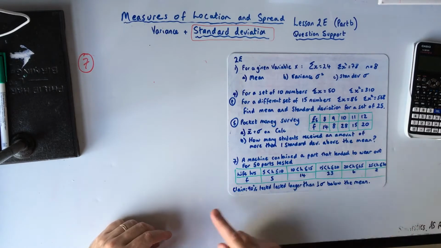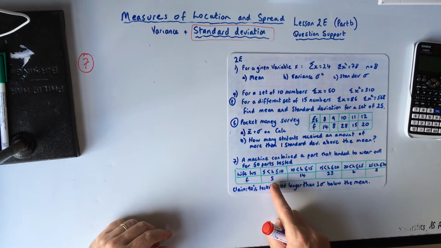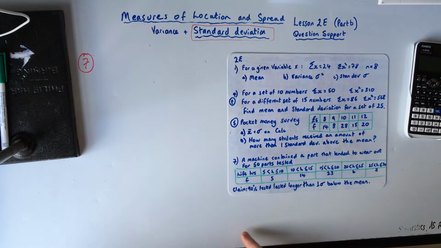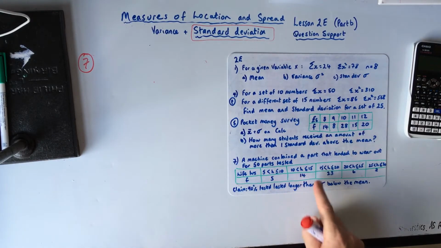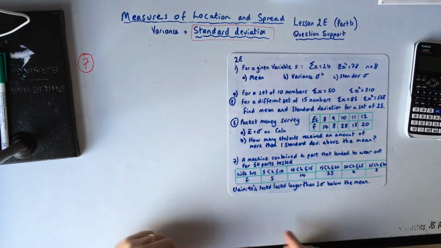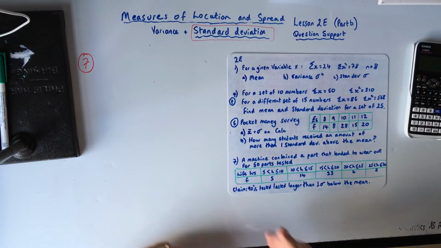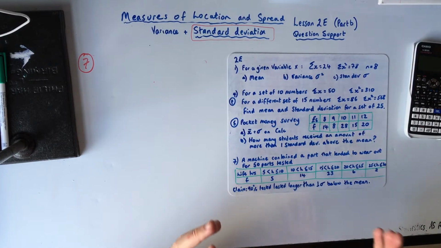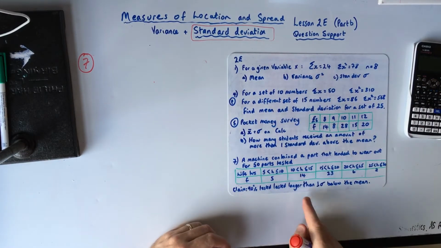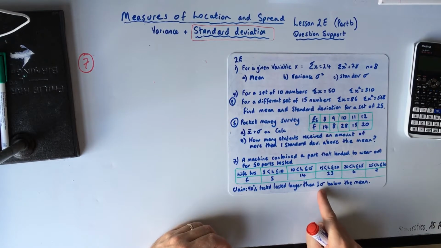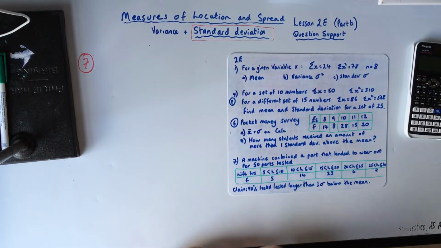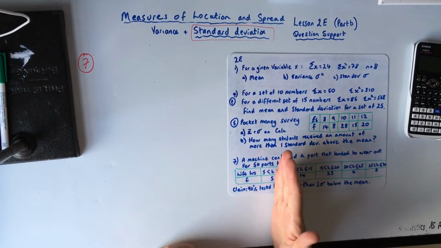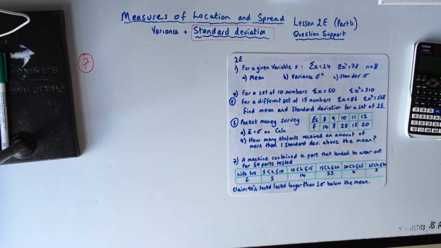So out of those 50 machines, 5 of them, that part only lasted between 5 and 10 hours. 14 of the machines, it lasted between 10 and 15. Anyway, that's what happened. And the people that make the machines or make the parts claim that 90% of the parts tested lasted longer than 1 standard deviation below the mean. Okay, so we've got to find the mean, go 1 standard deviation below and see whether 90% of them lasted more than that. Okay, see whether that claim is right.